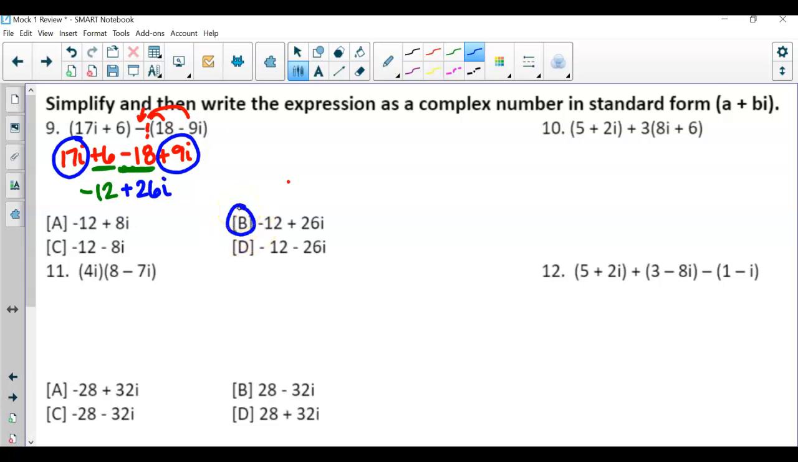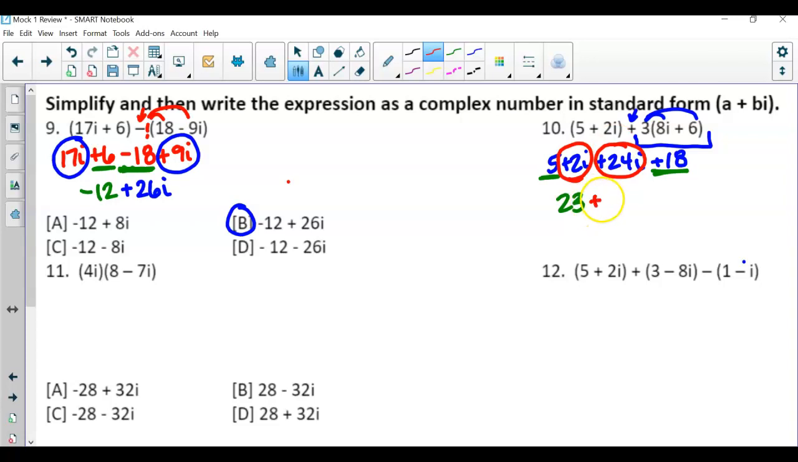Now notice the number 10, we can't combine our like terms yet because yes, we are adding. Notice here we have 3 times this complex number. So I'm going to bring down 5 plus 2i, our first complex number, but distribute 3 first. So 3 times 8i is 24i. And 3 times 6 is 18. Now combine the like terms. I've got 5 plus 18, 23. Then imaginary. We have 2i plus 24i is now 26i.